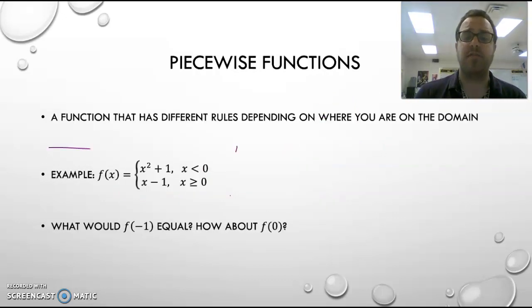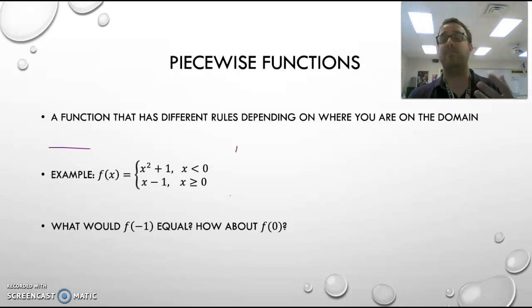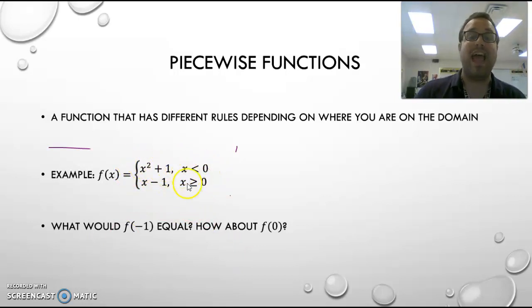Piecewise functions are functions that are made up of different portions. Basically, over different parts of the domain, we're going to have a different rule. So, for example, this could be a piecewise function here. What I'm saying with this function is that anything less than 0, I put into the top function. Anything greater than or equal to 0 goes into the bottom function rule. And that's what makes up this function f of x.